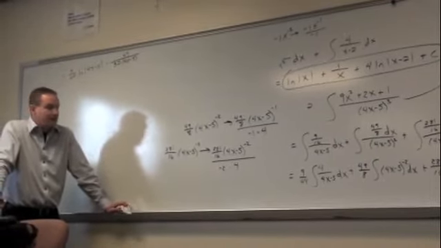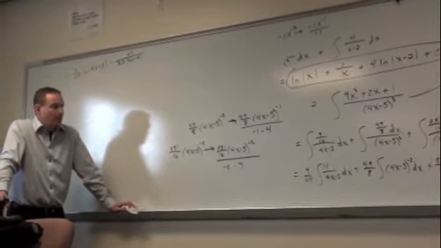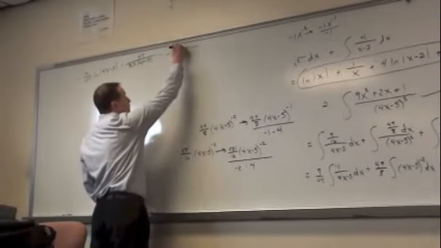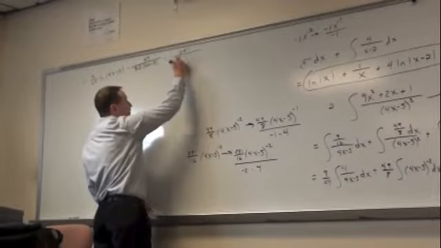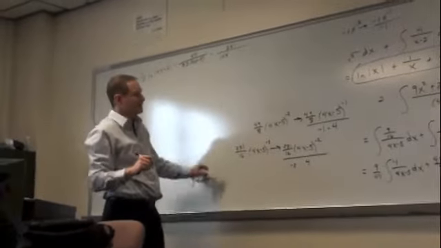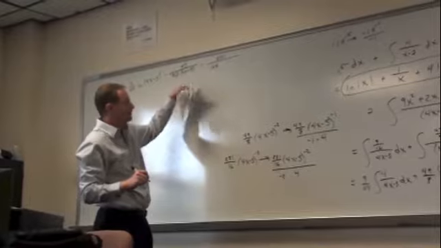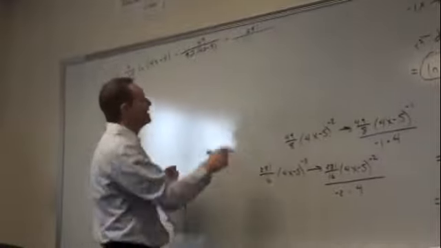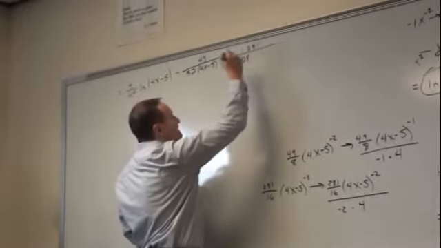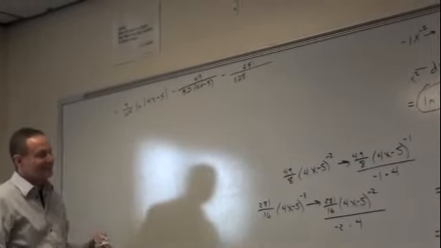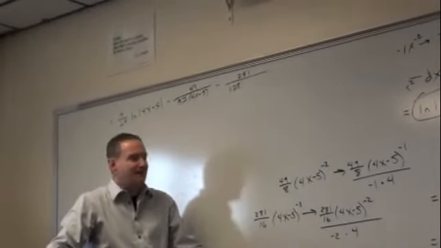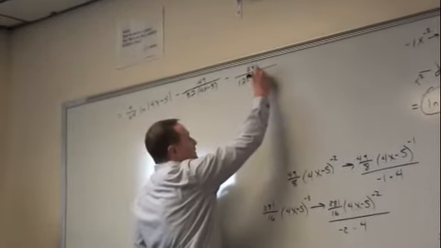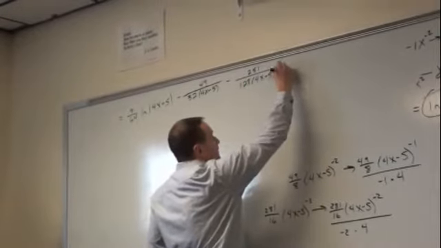16 times 8, and it's going to be negative 281, so I'll say minus 281 over 128. Oh, 16 times 8 is 128. Yeah, 6 times 8 is 48 plus 80. Gosh. Now, that's going to be 4x minus 5 squared, plus C.